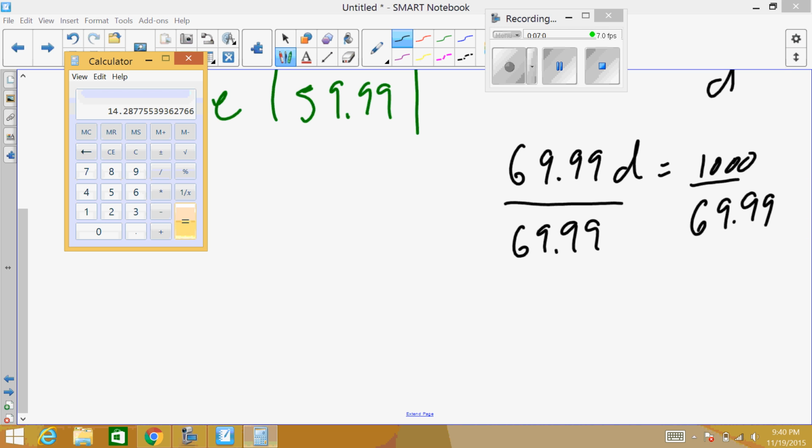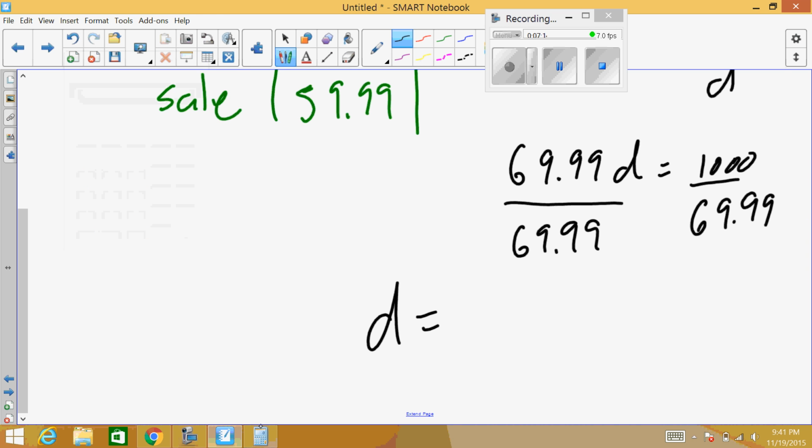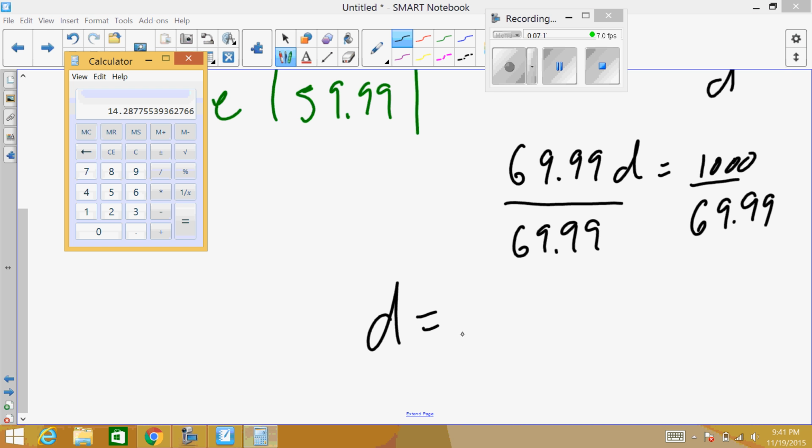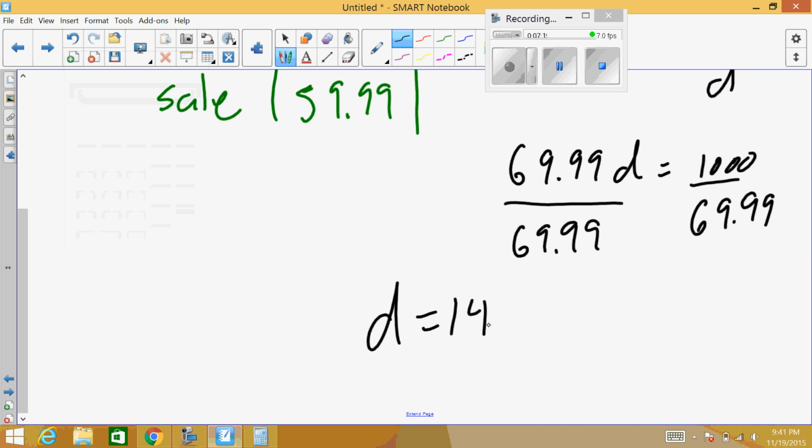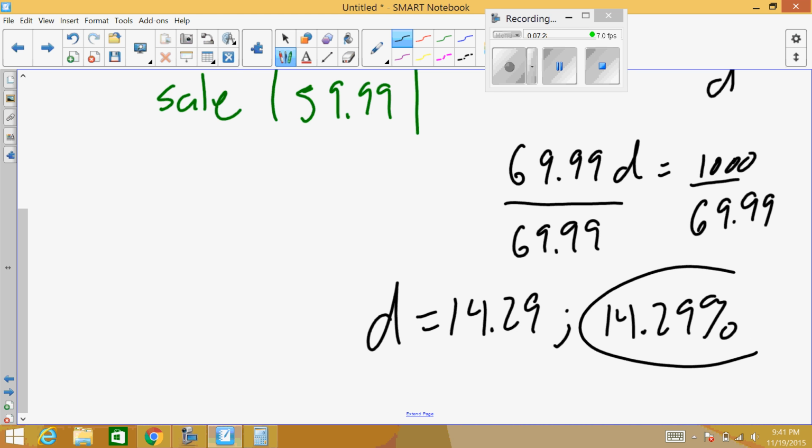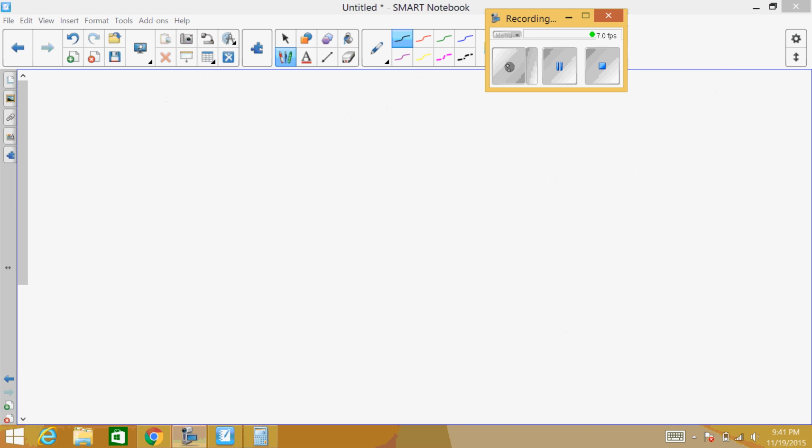So I'm going to go back to the problem, and I'm going to double check to make sure the directions don't tell me anything specifically. They don't. So I'm going to use the rule of Mr. Gleason says, today we're going to round to 2 decimal places. So D is equal to 14.29, which we're going to change to a percent discount rate, 14.29 percent. There we go.